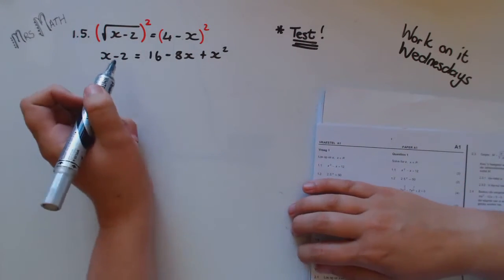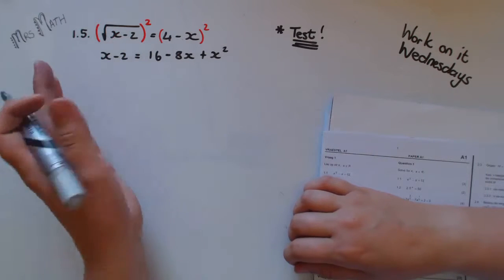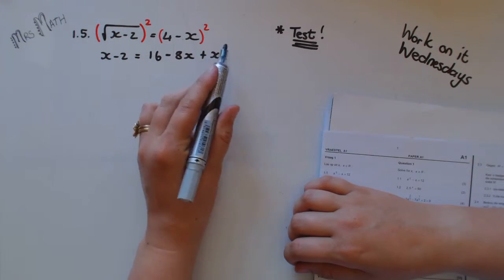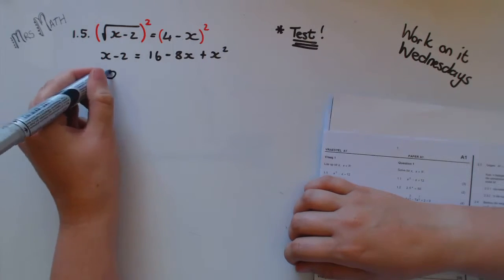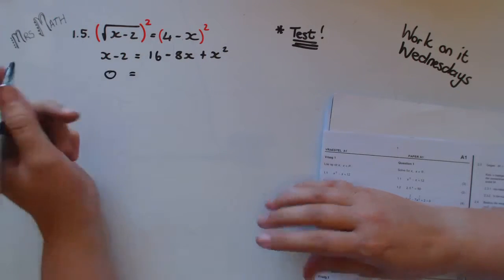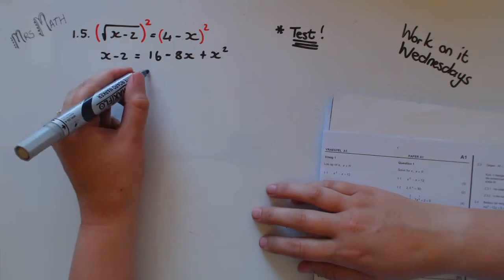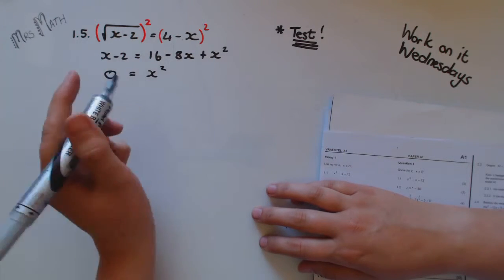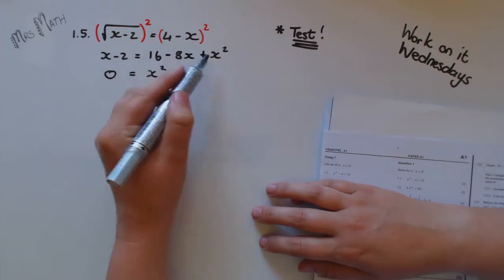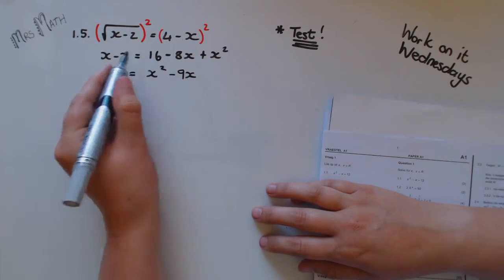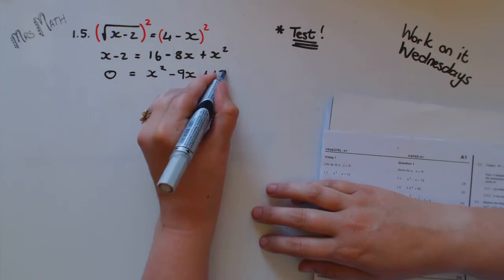Okay. And now this is quadratic, so I'm going to get everything to one side, 0 on the other. Since I've got a positive x squared here, I'm going to have 0 on this side. It doesn't really matter, but I just want my x squared to be positive, so I'm going to keep it this side. Minus 8x minus x is minus 9x, and 16 plus 2 is plus 18.